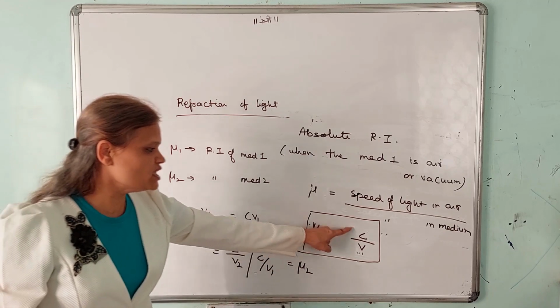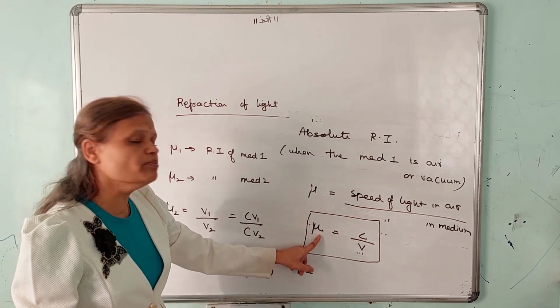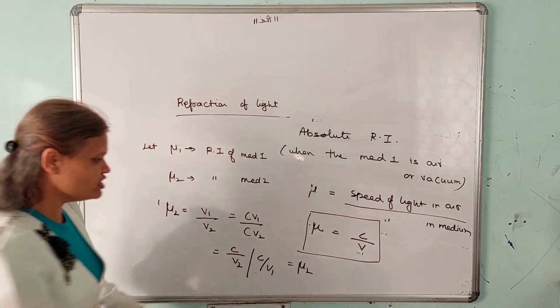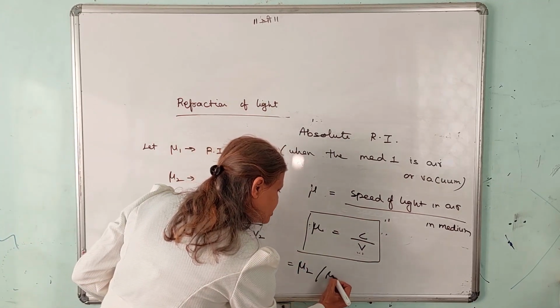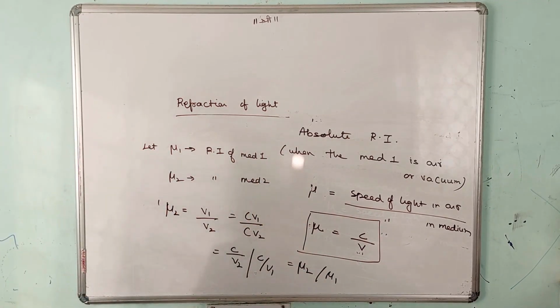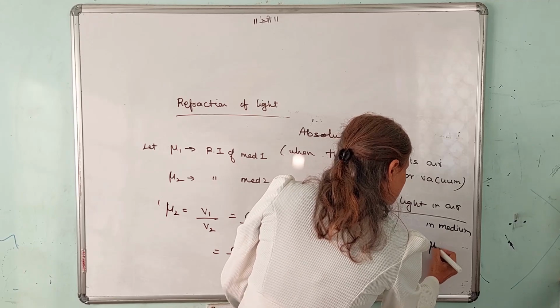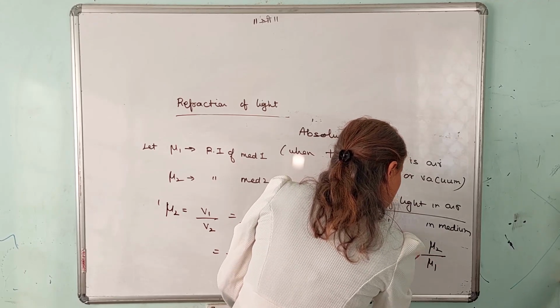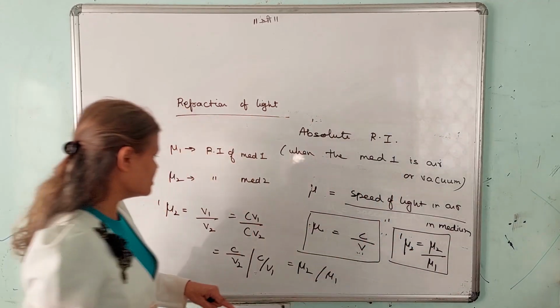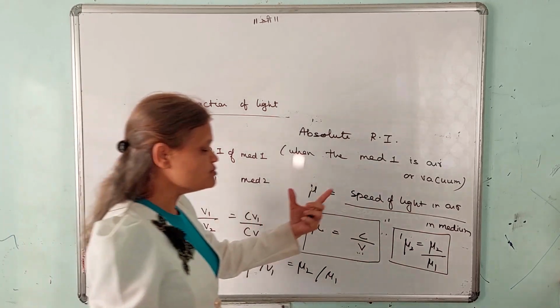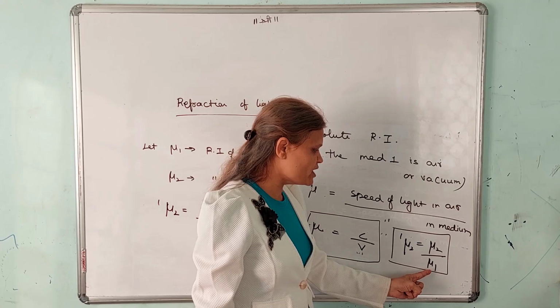because see, mu is C by V, the refractive index of any medium. So the refractive index of medium 2 will be C by V2. C by V1 will be the refractive index of medium 1. So we get the formula mu2 by mu1. So the final formula in terms of refractive indices. So remember, mu21 is in terms of speeds V1 by V2. In terms of refractive index, it is mu2 by mu1.